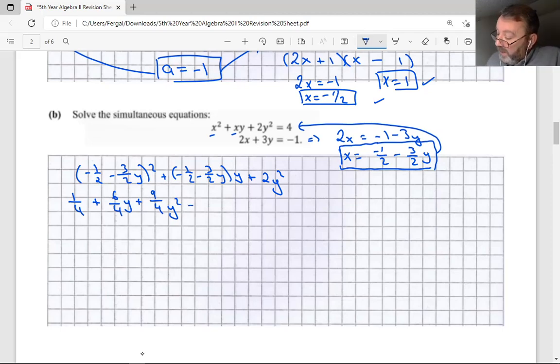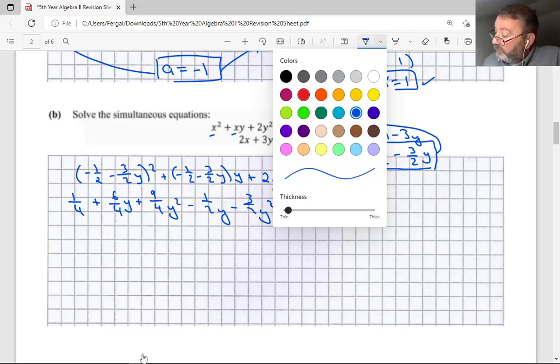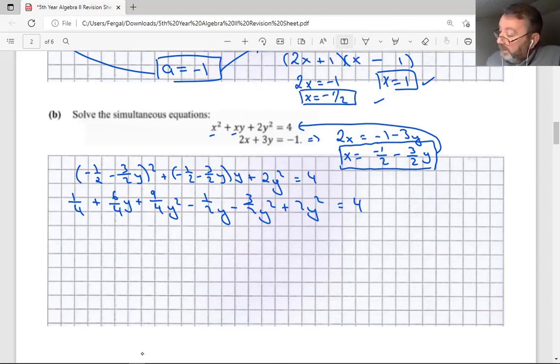Next one, minus a half y, minus 3 over 2y squared, plus 2y squared, and that's equal to 4. Okay, that's what the equation says. Now, we've got to get rid of these fractions, so I'm going to multiply everything across by 4. Let me just change the colour there, and I'll show you what I'm going to do with 4.